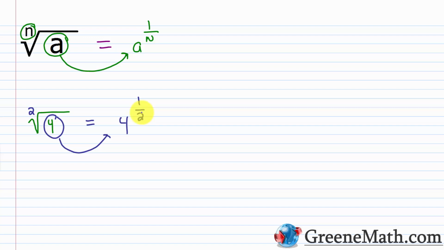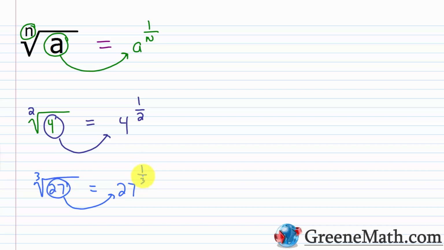Similarly, if we take the cube root of a number, it's like raising it to the power of 1/3. So something like, let's say, the cube root of 27, this would be equal to, the 27 here is the base of the exponent, and it's raised to the power of 1 over 3.